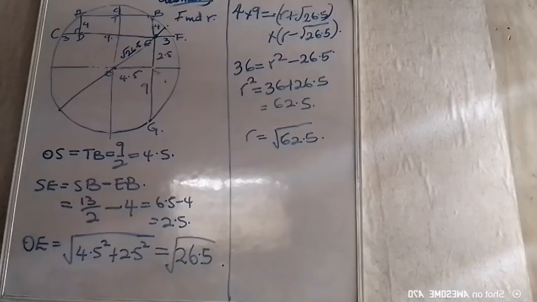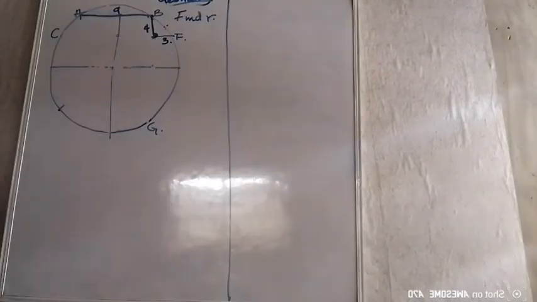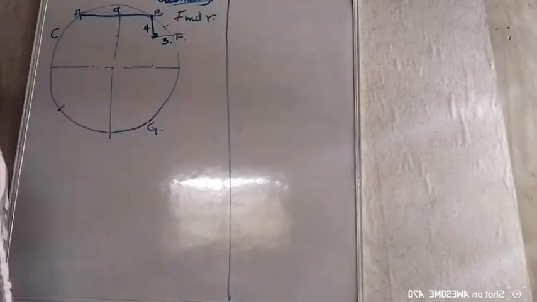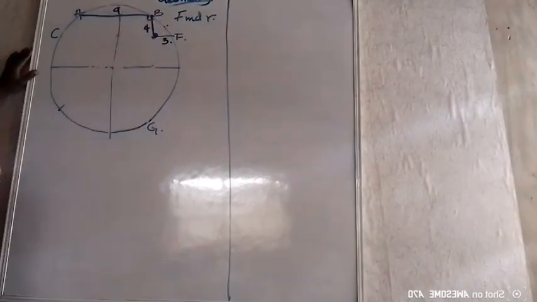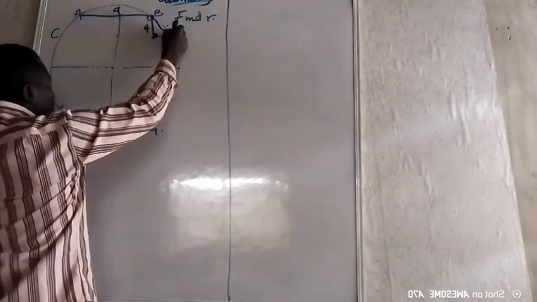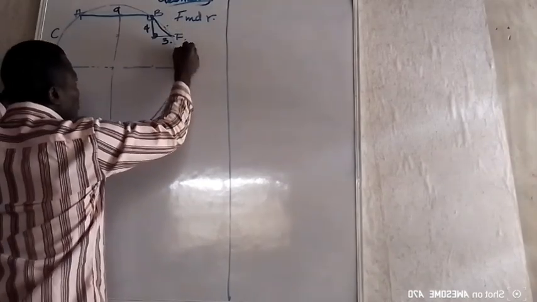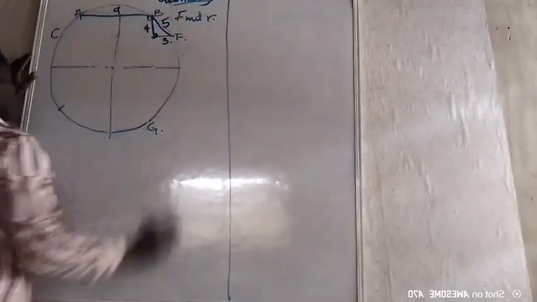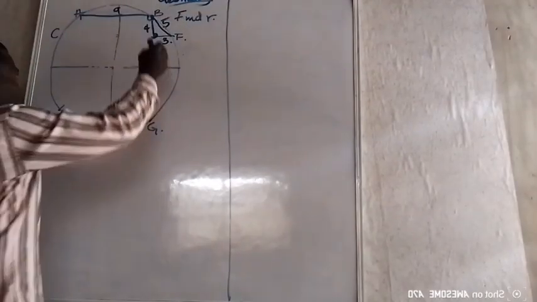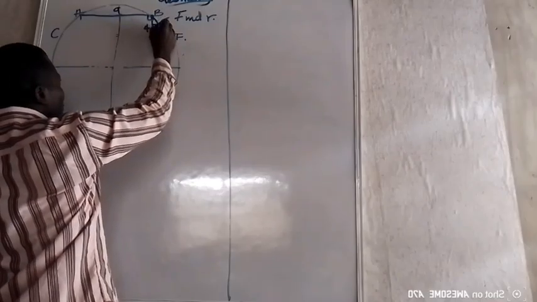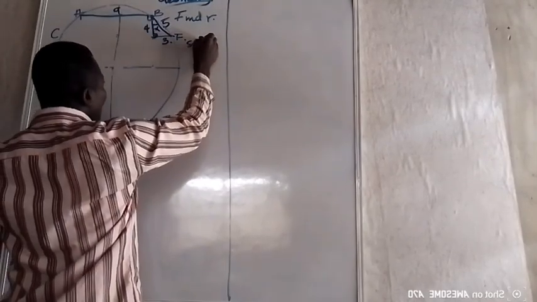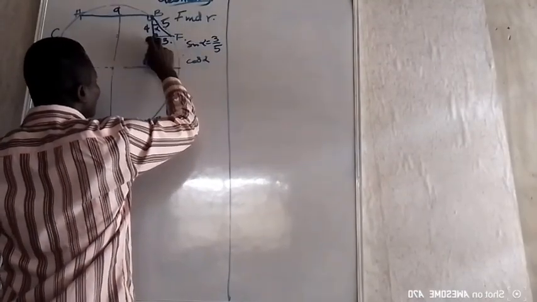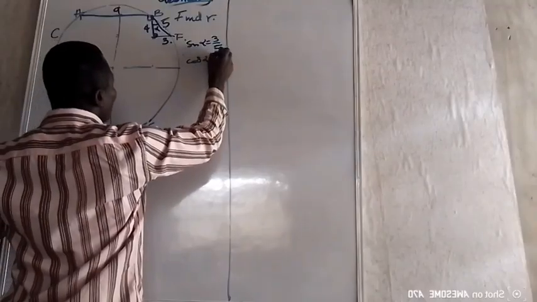Let's look at this another way. This place is 9, this place is 4, this is 3, and the angle here is a right angle. Here also is a right angle. Now, let's find this place, BF. BF, from the ratio 3, 4, 5, you know this place is 5 units. Now, this angle here, let's call it alpha. Sine alpha is 3 over 5. Cos alpha is 4 over 5.